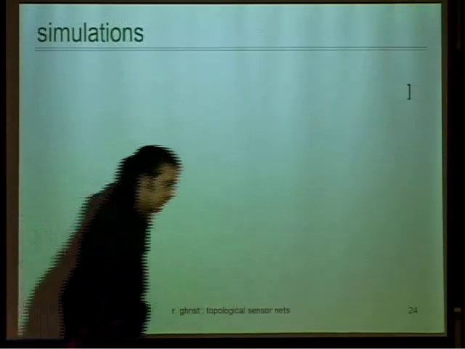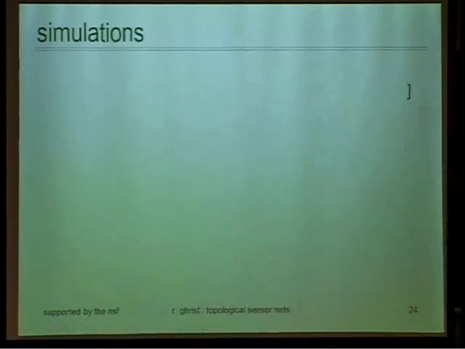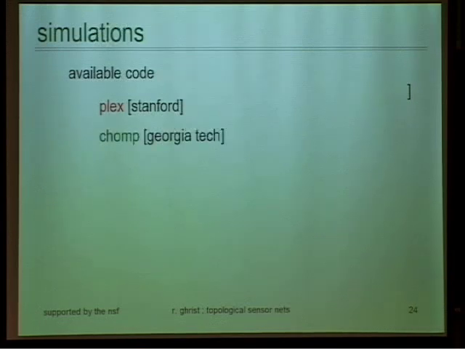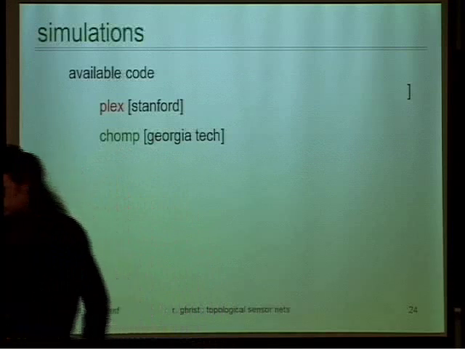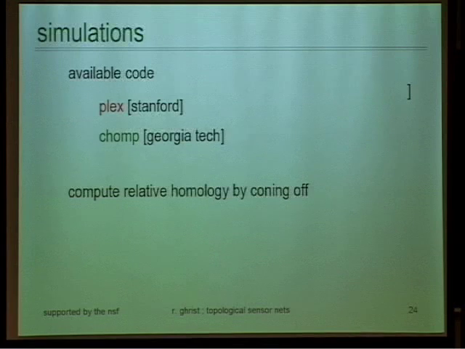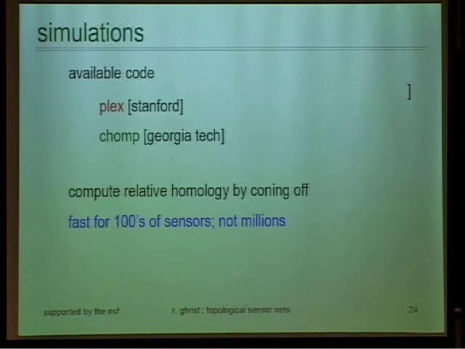Okay, so simulations. Well, this is preliminary work. We don't have much. It's possible to run this. We've run a couple of test cases using two packages that are available. One, the package developed by the Stanford group that you've seen running barcodes. Abubakar has run a different homology computation code that was developed at Georgia Tech. And in both of these cases, we compute the relative homology by coning off the boundary or the fence subcomplexes to a point. I'd like to be able to tell you we could run this on millions of sensors, but it doesn't work yet.